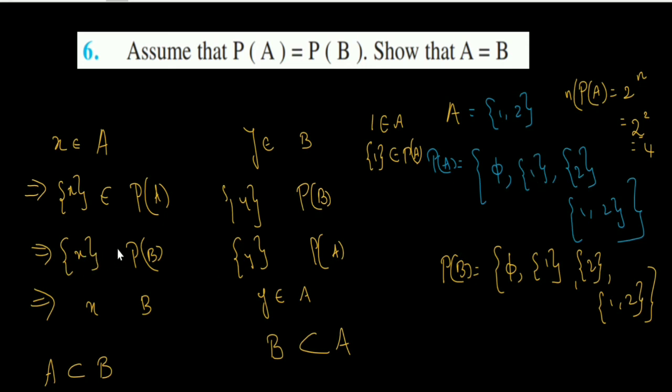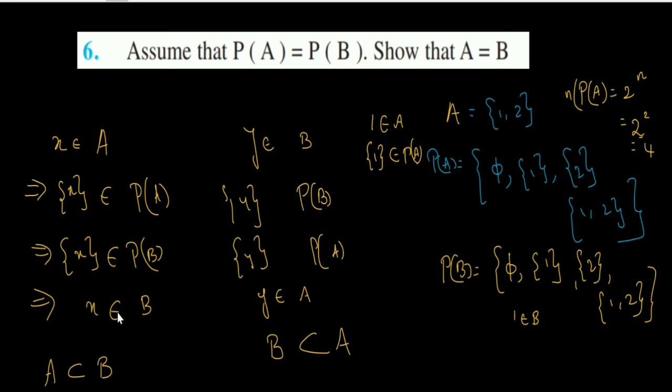The set {X} will be an element of P of B also, because it is given P of A is equal to P of B. That means the set {X} is an element of P of B. That means 1 belongs to B. Only then we can write the set here. So that means X belongs to B.